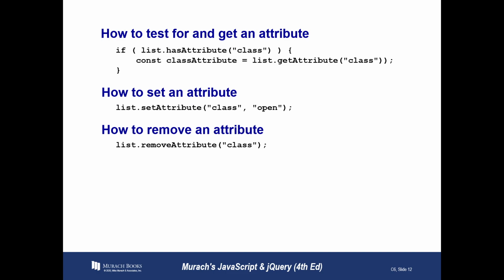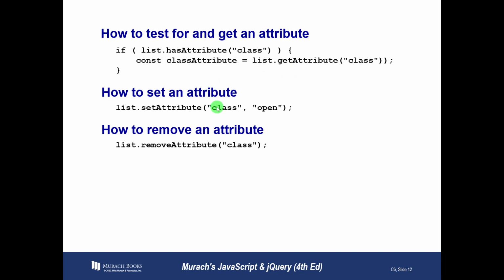Here's another example, how to test for and get an attribute. So we can take that list and say, does that list have an attribute class? Does it have a class applied to it? So we know what a class is. It's some CSS formatting, and we can check to see if there's a class applied. And we can get the attribute of that class too and store it in a variable or in a constant if we want to.